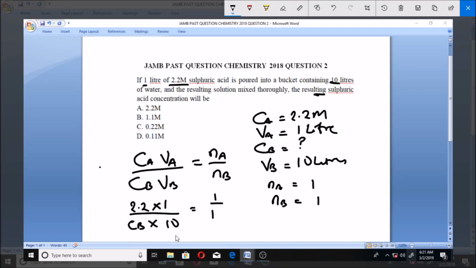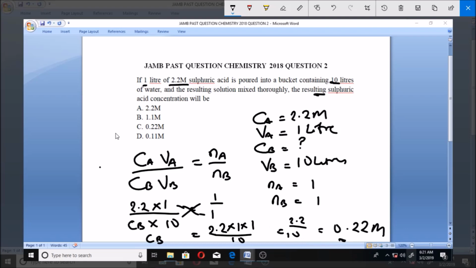So if you make Cb the subject of the formula, if you cross multiply, we have Cb equal to 2.2 times 1 times 1 over 10. This gives us 2.2 over 10, which is 0.22 M. So that is the value of our Cb, and C is the right option, 0.22 M.